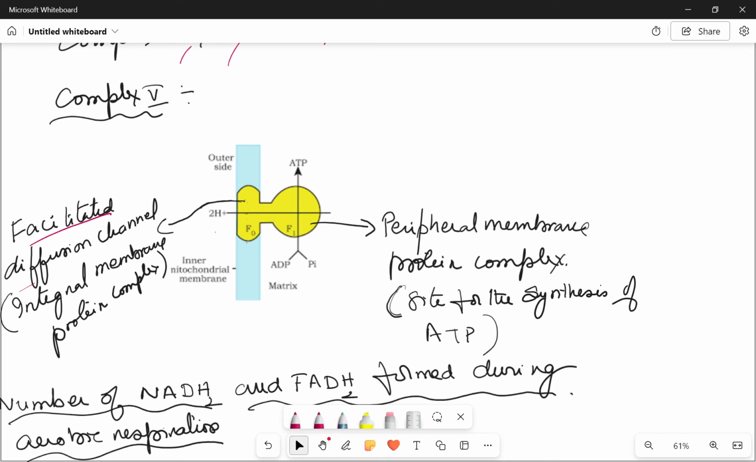It is the integral membrane protein complex. And what about this? This is the peripheral membrane protein complex. So this is the site for the synthesis of ATP. So these are all the complexes. How they are arranged, I'll show.